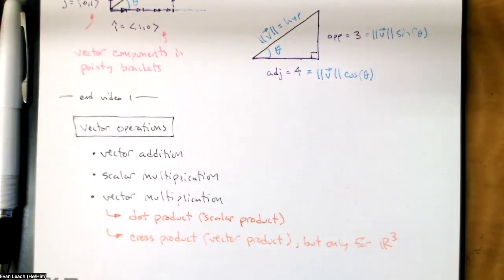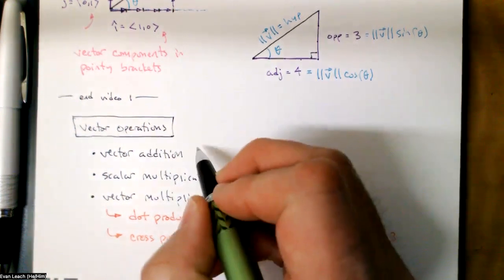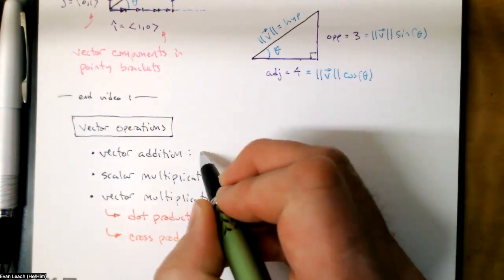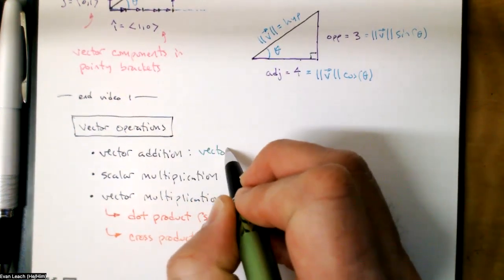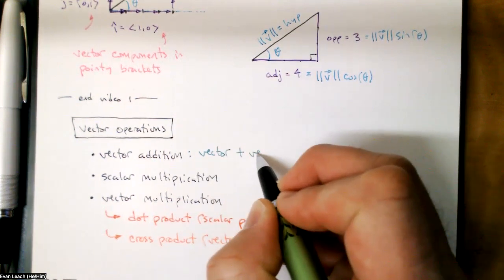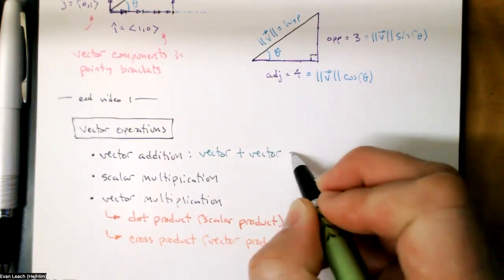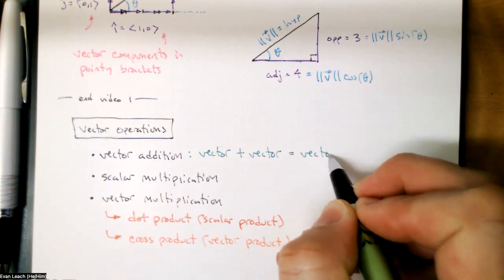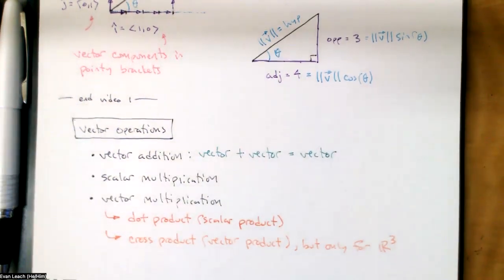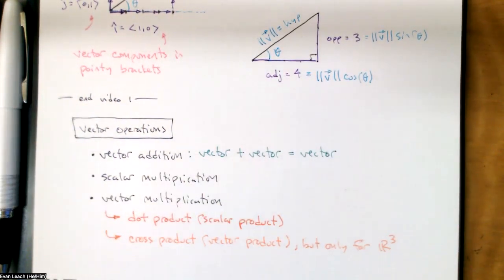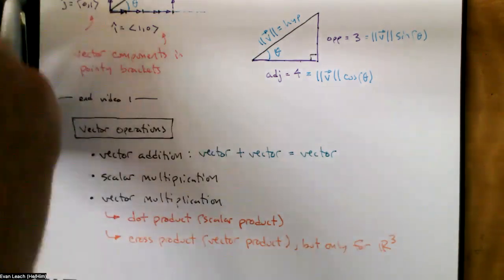In vector addition, we take a vector plus a vector and come up with a vector. So this is just vector plus vector equals vector. It's combining two vectors into a third vector. Scalar multiplication is where we take a scalar and multiply it by a vector and come up with a vector.